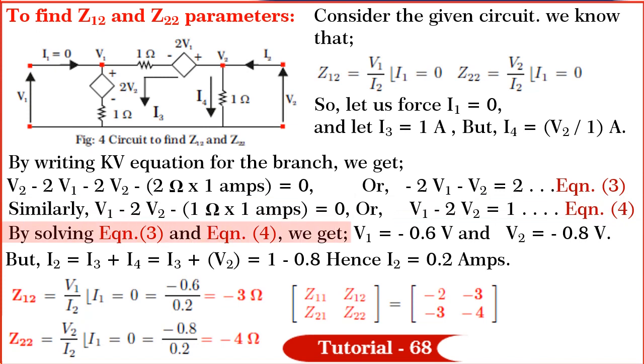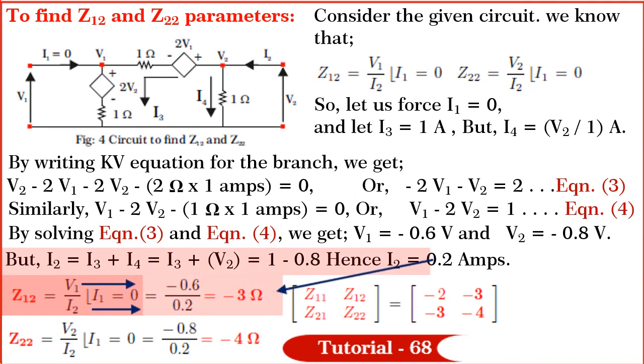Now, by solving the two simultaneous equations 3 and equation 4, we get V1 is equal to minus 0.6 volts and V2 is equal to minus 0.8 volts. But we know Z12 is equal to V1 divided by I2 when I1 is equal to 0. By substituting the values and solving, we get Z12 is equal to minus 3 ohm.